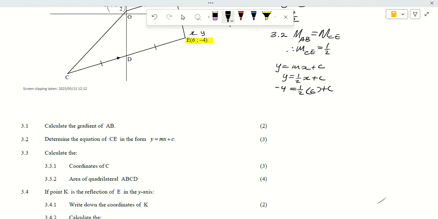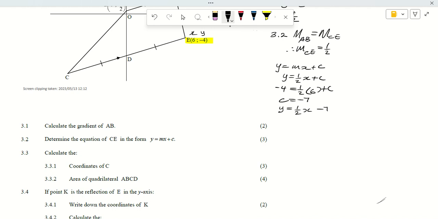plus c. And now if you simplify this, we are going to have 1 over 2 times 6, which is 3, and then take 3 to the other side, becomes negative. So now negative 4 minus 3 is negative 7. So c is equal to negative 7. And then now the equation is y is equal to 1 over 2x minus 7. So that is it. Very simple.